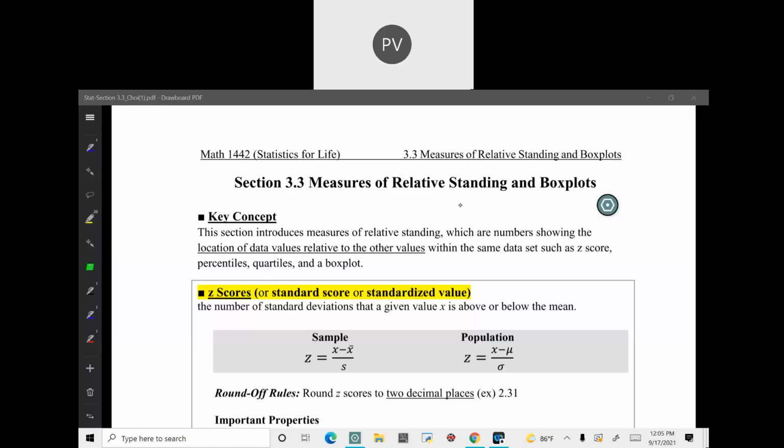So we completed section 3.2. It was about the measures of variation. And today we will be doing section 3.3, measures of relative standing and box plot.